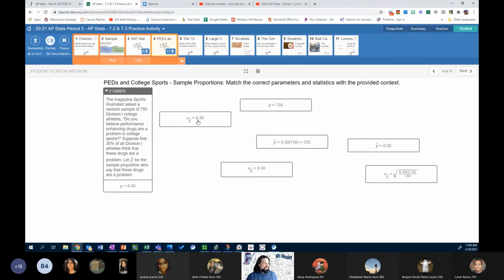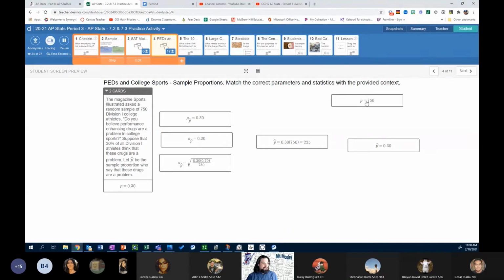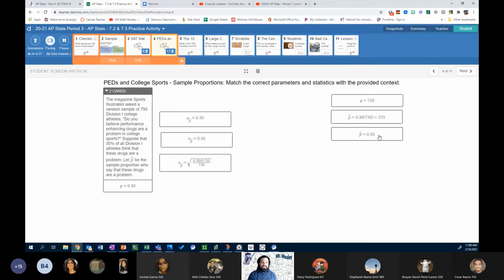So that leaves us with, we can choose from this one, and this one, p equaling 750. That's not true. 750 is the size of the sample. That would be n. p hat would be the proportion in a single sample. We don't know what that is. We're not given that information. One of the p hats is 0.3 times 750. That's just, if the proportion held true for that sample, then we'd have 225 out of 750 who think it's a problem. The other p hat is equal to the population proportion. We know that that is not true. So we're left with these 3.